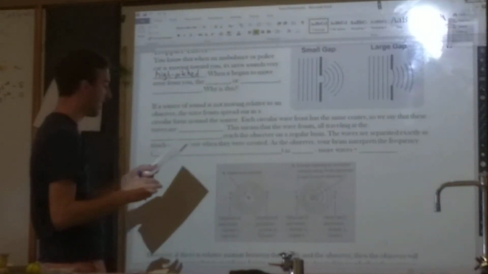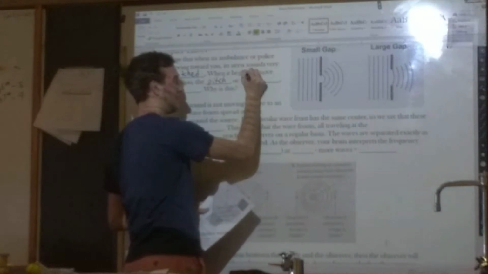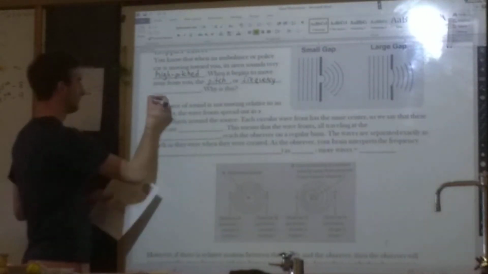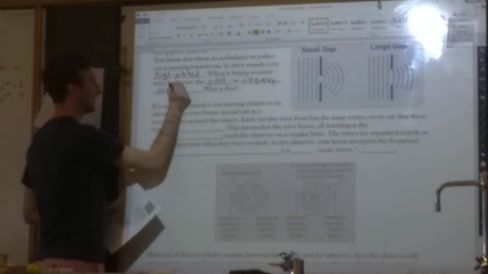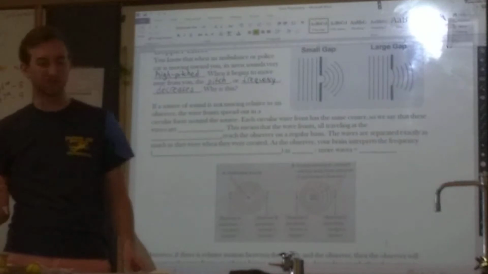And when it begins to move away from you, the pitch, or the physics term for the pitch, the frequency, will decrease. And we want to talk about why this is. Okay? So a little bit about how sound waves work.